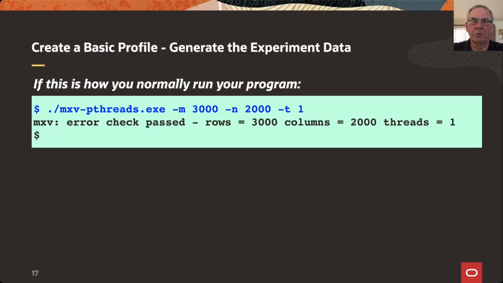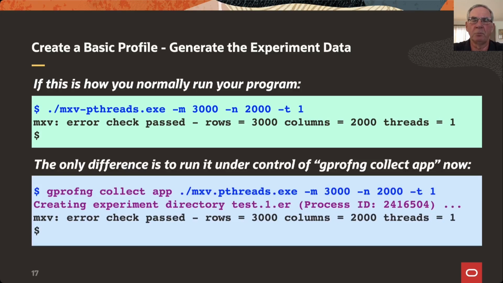So here's how you get your basic profile. This is how you run your program as usual, and you've set your environment and whatever you need to run your program. All you need to do to get a profile is do the same run, but now under control of gprofng collect app. And the defaults, I think, are pretty well chosen. If you do this, you would get a new directory that we call the experiment directory. And as I explained in the demo, the default name is test.1 and so forth, but you can change that name. But that directory has all the performance information that we care about.